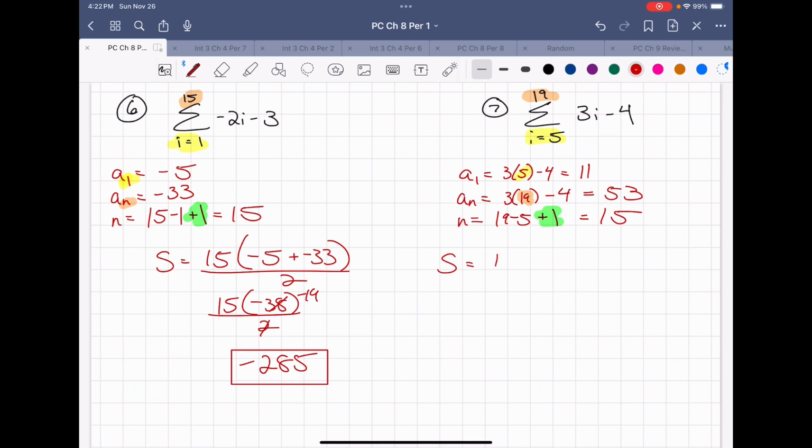The sum is 15, the first term plus the last term, divided by 2. 15, 64, divided by 2. That's 32. 15 times 32. I mean, not terrible, but you can also use a calculator when you're in class. 480 would be the sum for number 7.